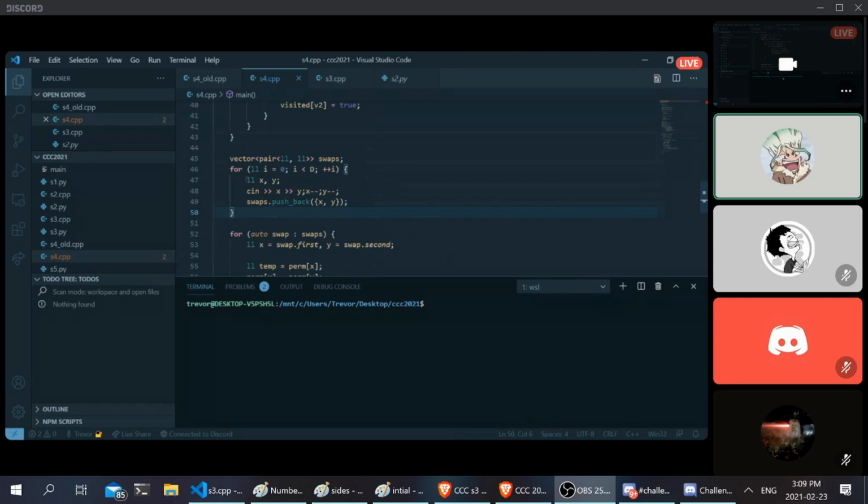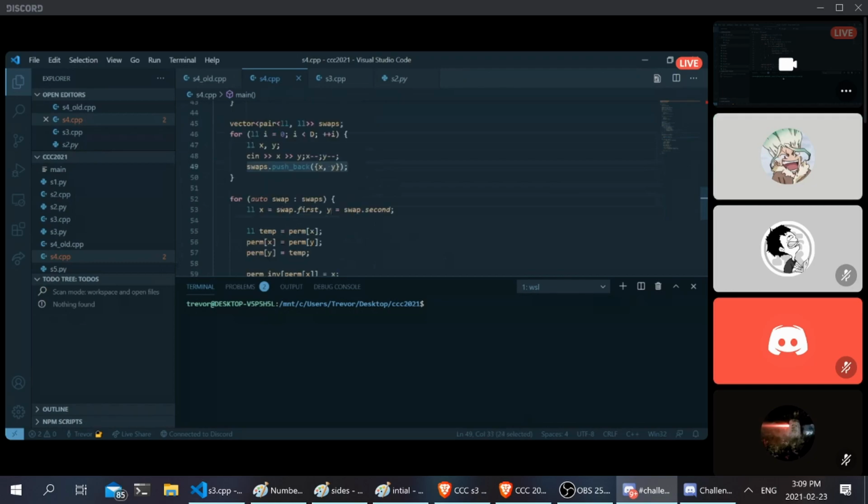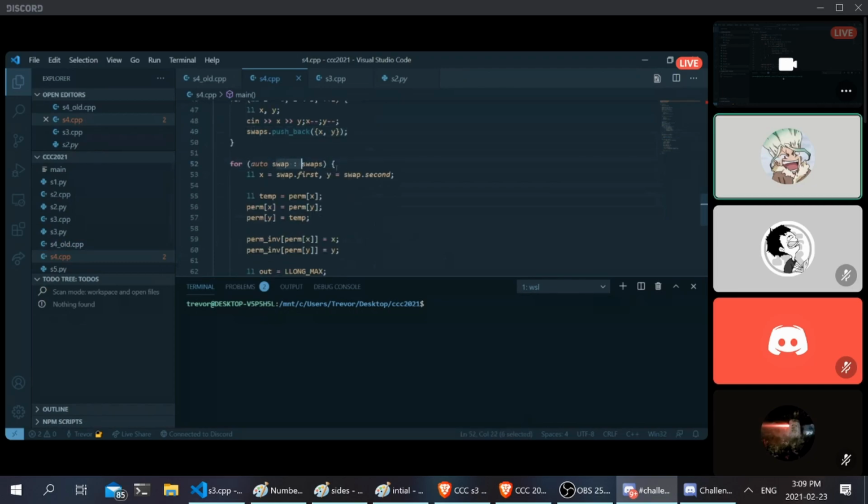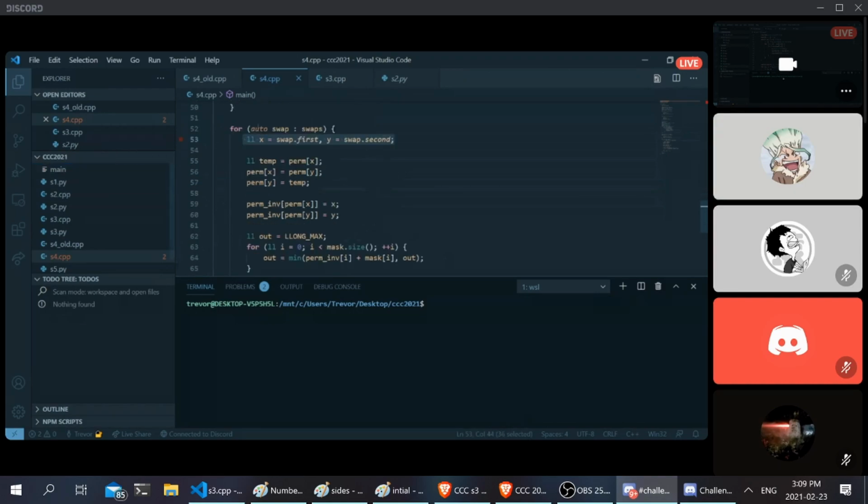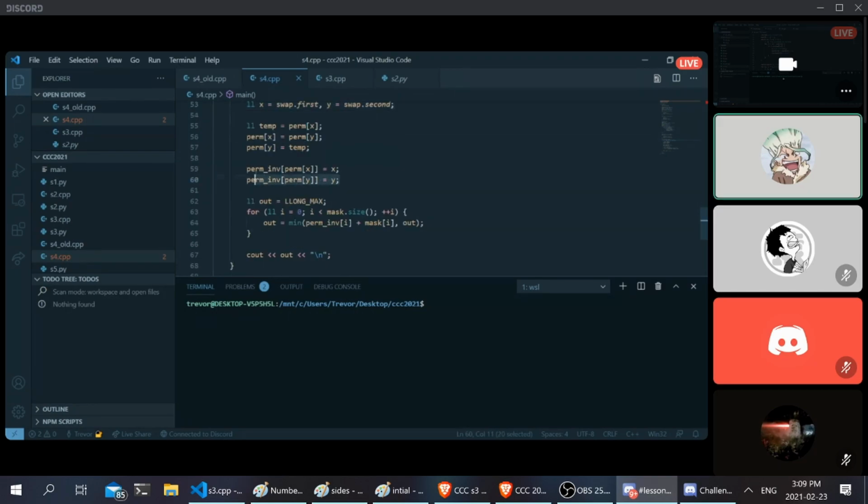Yeah, so I took the input of all the x and y values and just pushed them back into the swaps so that we can work with them later. And then for all the swaps, I got the x and y values. Then I swapped each station on the route, so station X with station Y on the route. And at the same time, also made it swap the perm inverse too.